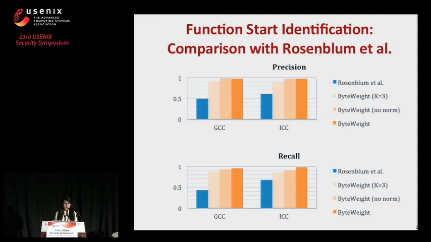We first compare our result with Rosenblum et al.'s work regarding function start identification. The blue bar means Rosenblum's work, and the orange bar means our work. We have three variants in this case. We have ByteWeight k equals 3, which means we extract sequences of length 3 or less. And we have ByteWeight no norm, which means ByteWeight without normalization. And finally, we have the full implementation of ByteWeight. The result shows that ByteWeight beats Rosenblum's work in precision and recall in our experiment test suite.